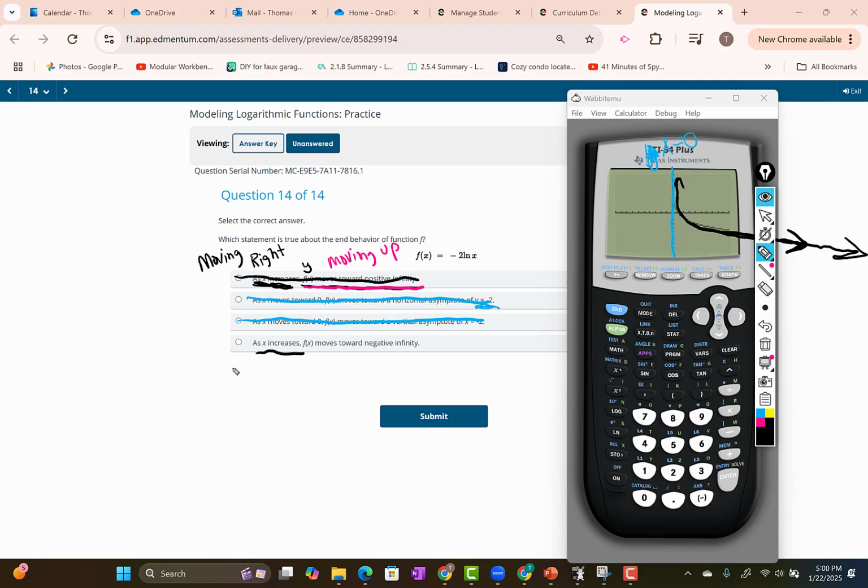As x increases, again, that means we're moving right. Y moves toward negative infinity, so that means we're moving down. And we just said that. As we're moving right in this problem, this graph is also trending negative, trending down. So D is our answer.